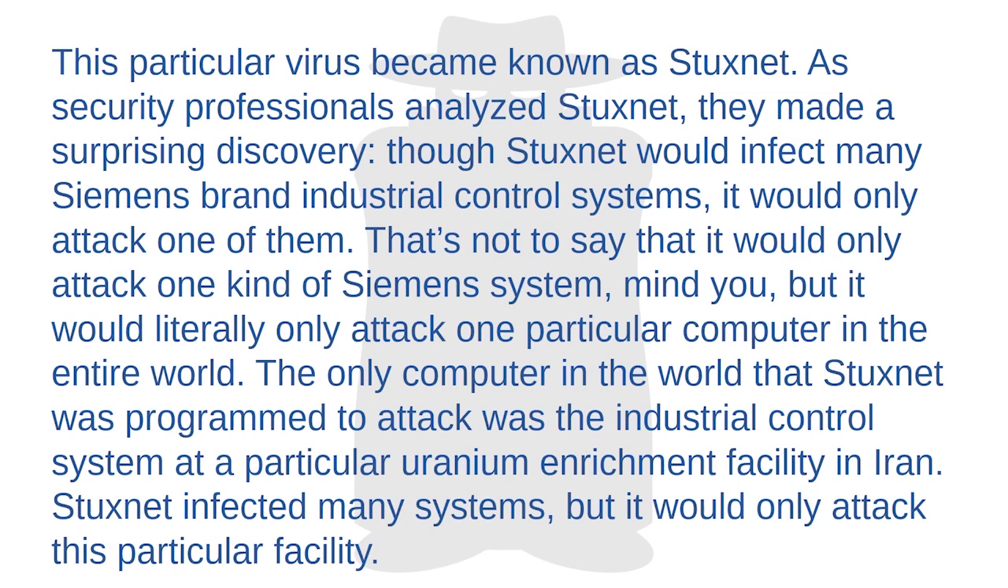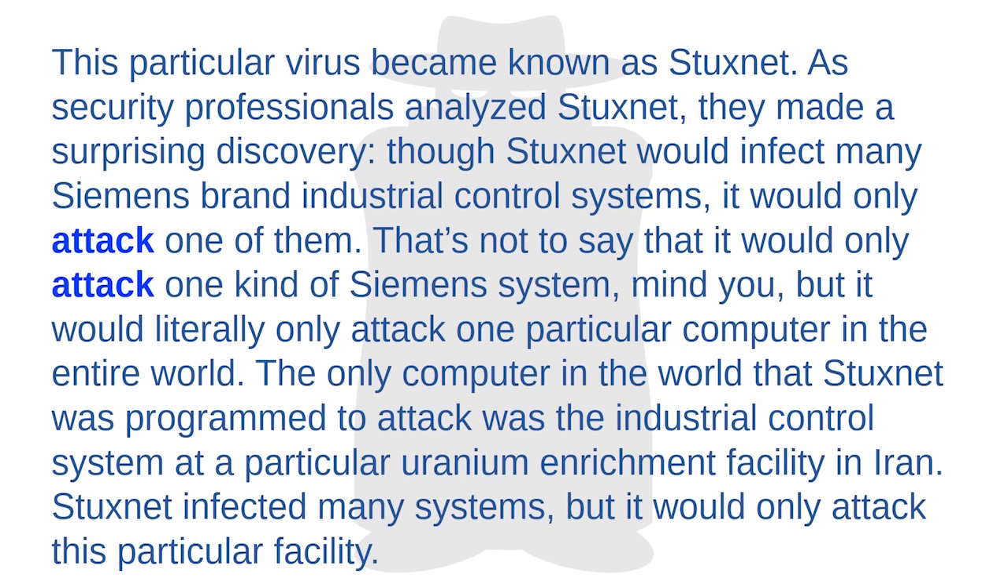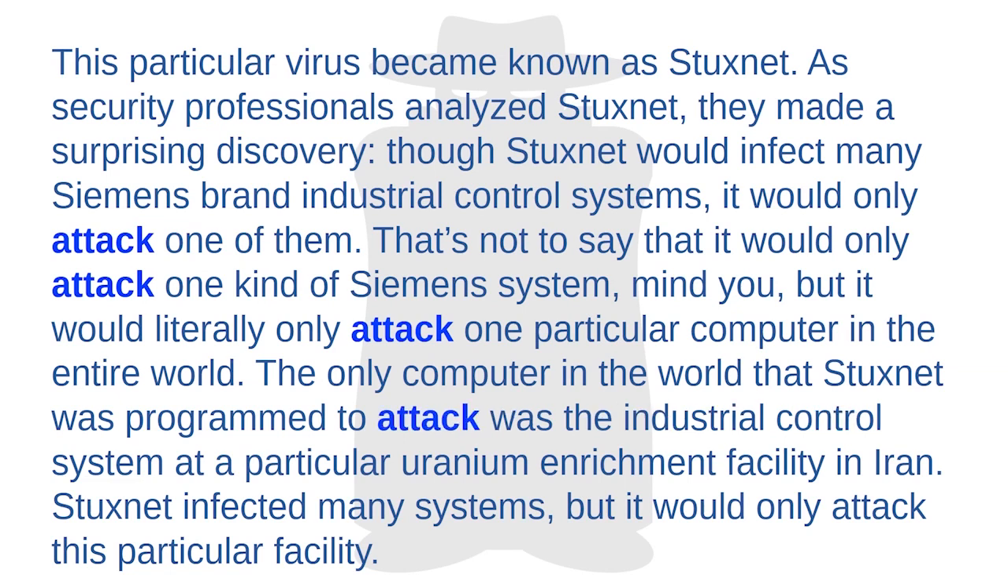As security professionals analyzed Stuxnet, they made a surprising discovery. Though Stuxnet would infect many Siemens brand industrial control systems, it would only attack one of them. That's not to say that it would only attack one kind of Siemens system, mind you, but it would literally only attack one particular computer in the entire world. The only computer in the world that Stuxnet was programmed to attack was the industrial control system at a particular uranium enrichment facility in Iran. Stuxnet infected many systems, but it would only attack this particular facility.